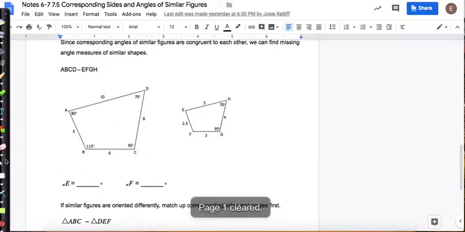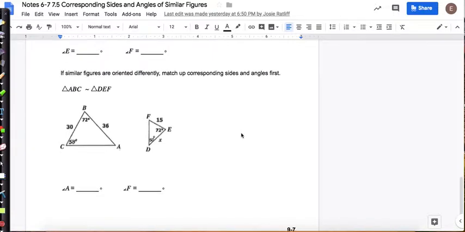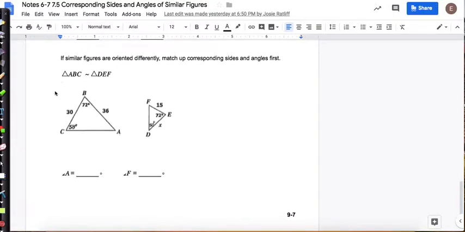Okay. So let's look at the example below. If similar figures are oriented differently, we can match up corresponding sides and angles first. I mean, we can certainly use that strategy all the time, but if they don't give us a similar statement, then we can't line up the letters. So we have to match it up by the orientation. Okay, so angle A goes with D, B goes with E, and C goes with F.